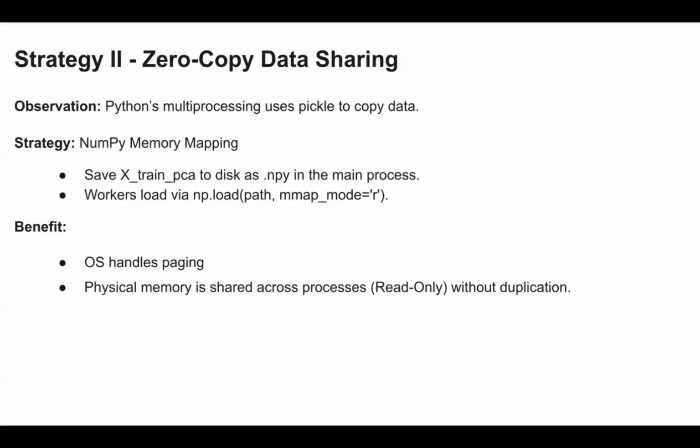In the main process, I saved the extreme PCA to disk. Then inside each worker, I loaded it with the NumPy load function. This tells the operating system to memory map the file in read-only mode. The operating system handles paging behind the scenes, and all workers share the same physical memory pages instead of keeping their own copies. As a result, our memory usage stays almost flat as we add more workers, and the previous memory bottleneck is effectively removed.